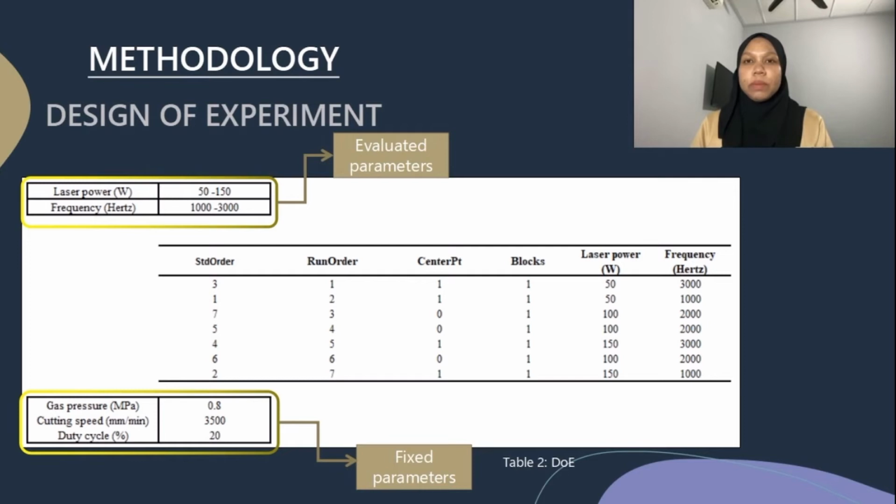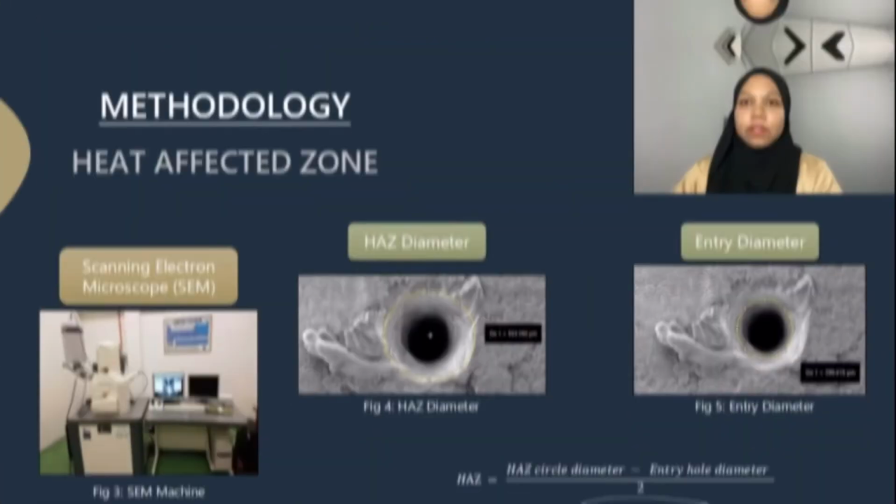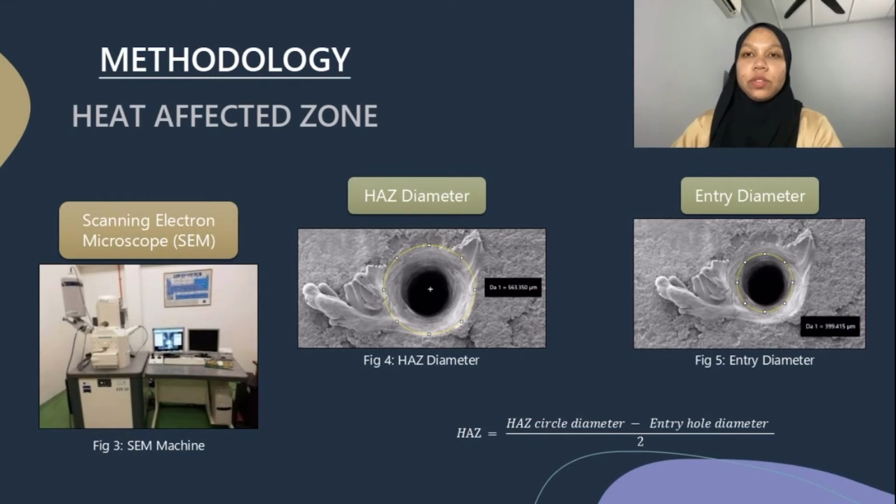The evaluated parameters for this project are laser power and frequency, and the fixed parameters are gas pressure, cutting speed, and duty cycle. I will explain how to calculate the heat affected zone. SEM machine will be used to produce images of the sample that had been drilled. Then the data of HAZ diameter and entry hole diameter need to be measured and inserted in the equation.